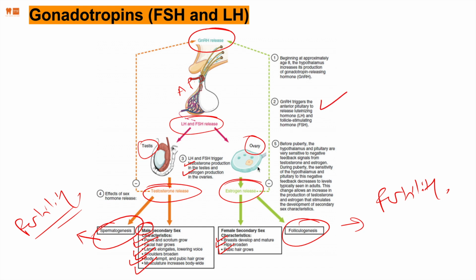We've been through that. Oh, and number 5, before puberty, the hypothalamus and pituitary are very sensitive to negative feedback signals from testosterone and estrogen. So they can also go back up the stream with a negative feedback. During puberty, the sensitivity of the hypothalamus and pituitary gland to this negative feedback decreases. Why? Because we need more growth during puberty, guys. We need all of this during puberty. This changes, allowing an increase in production of testosterone and estrogen, stimulating development of secondary sex characteristics. And that's the full story of gonadotropins.